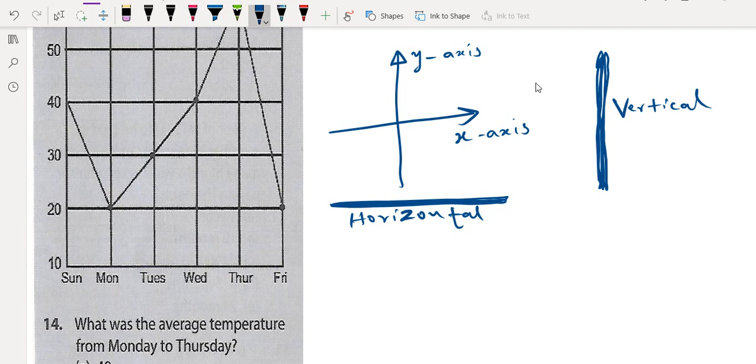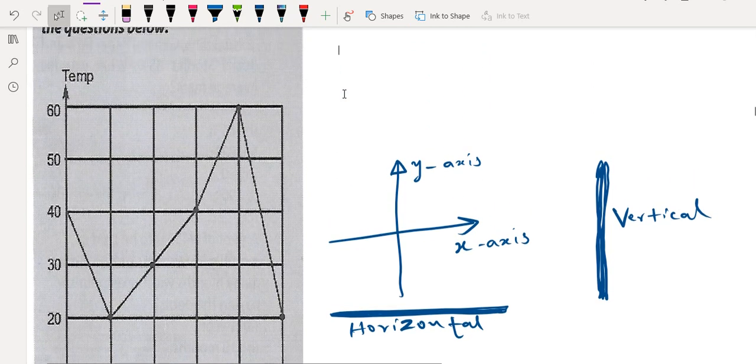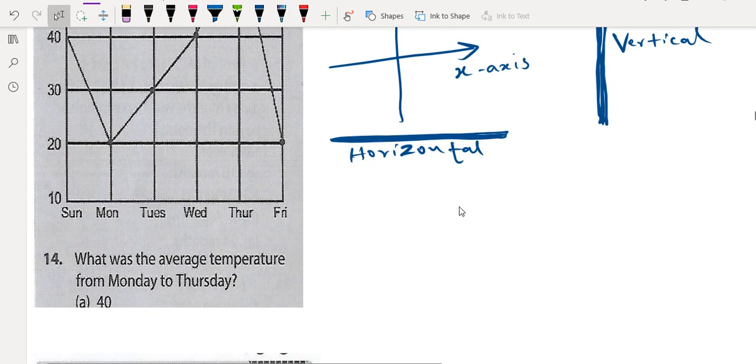Are you listening to me? In this case it represents what? It represents the temperature. I told you that this axis represents temperature. It's a plot of temperature against days. Days is on the x-axis. You can see the days. What days? Please call them. Sunday, Monday, Tuesday, Wednesday, Thursday, and Friday.